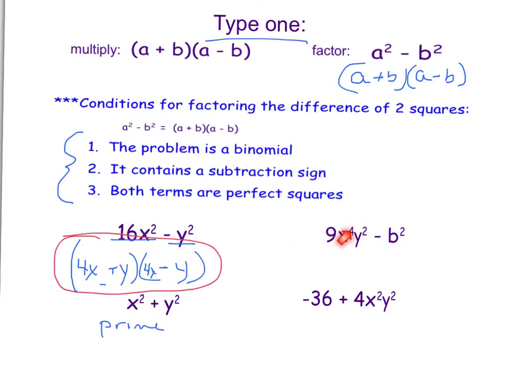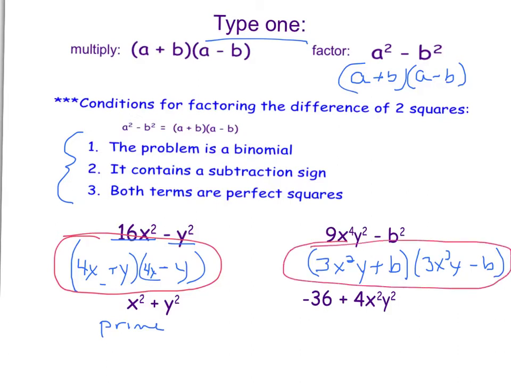Alright, let's go to this example right here. Is it a binomial? Check. Does it contain a subtraction sign? Check. Are both terms perfect squares? Well, let's look at this. 9 is a perfect square. The square root of 9 is 3. The square root of x to the fourth is x squared, and the square root of y squared is y. So that's a perfect square, and we know b squared is a perfect square. So those are my first and last terms, and I just have to write them as two binomials, one with a sum and one with a difference. And again, now this is my answer.